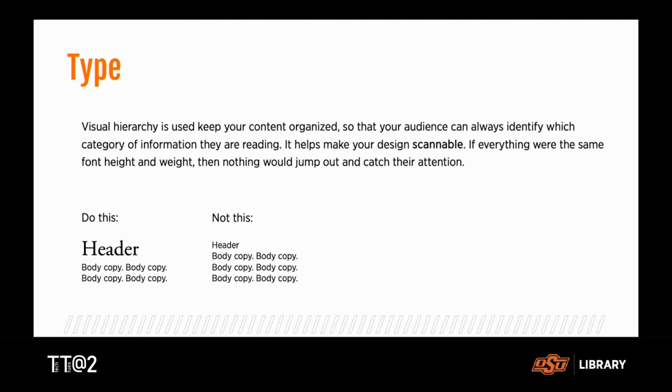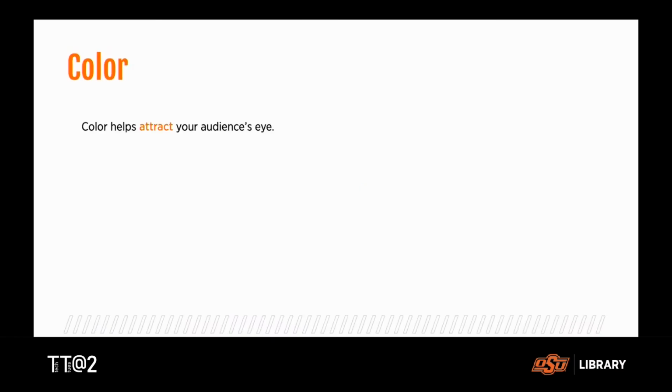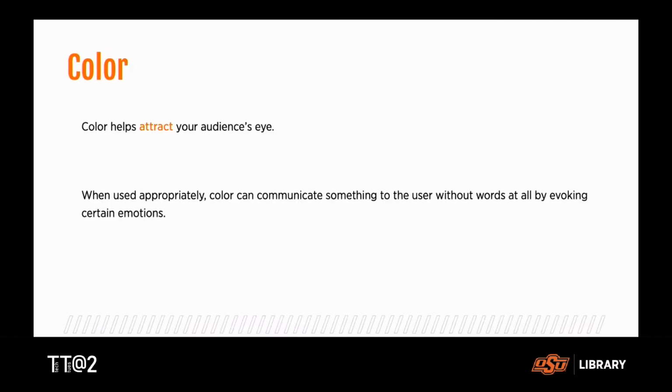So size of the text isn't the only thing that can create visual hierarchy, though. Color can also play an important role. Color helps attract your audience's eye. When used appropriately, color can communicate something to the user without words at all, by evoking certain emotion. For example, banks use the color blue because it gives off a feeling of security, and lawn care companies use green because it feels natural, like the grass they maintain.